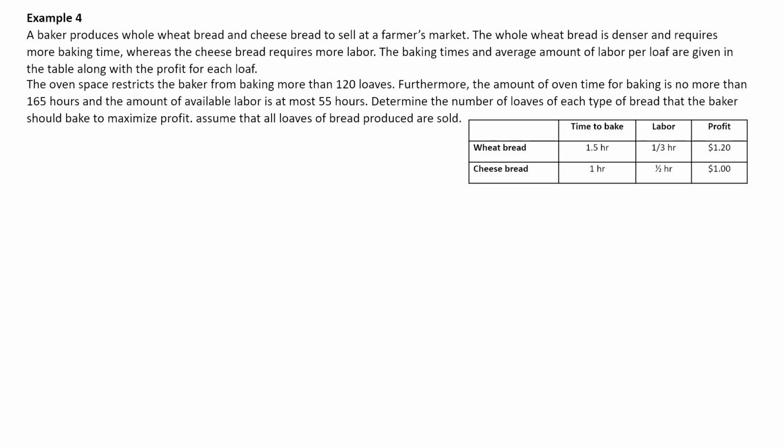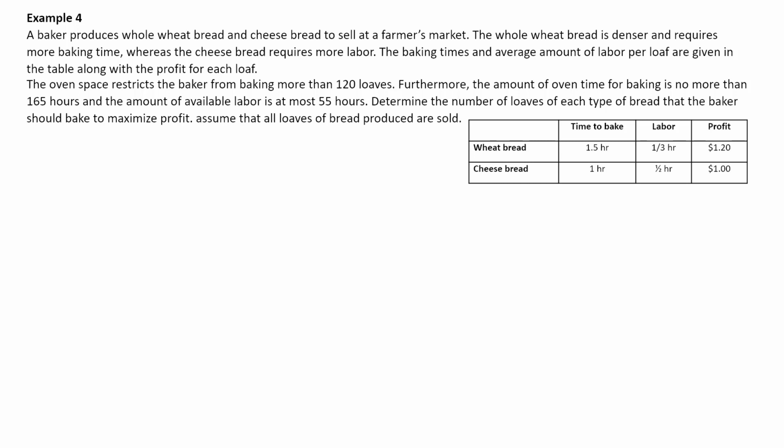This problem is about a baker who is going to sell some bread at a farmer's market, and he makes two different kinds of loaves. He makes wheat bread and he makes cheese bread, and each one has certain things about it. The wheat bread takes an hour and a half to bake. The labor involved is a third of an hour, and the profit from each loaf is $1.20. The cheese bread takes an hour to bake. The labor is a half hour, and the profit is $1.